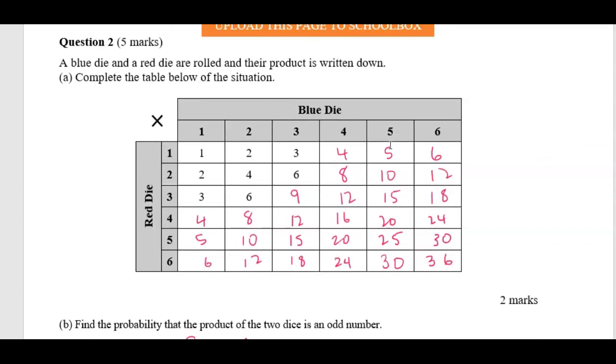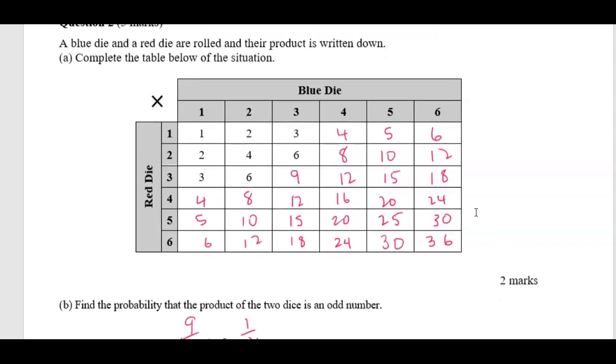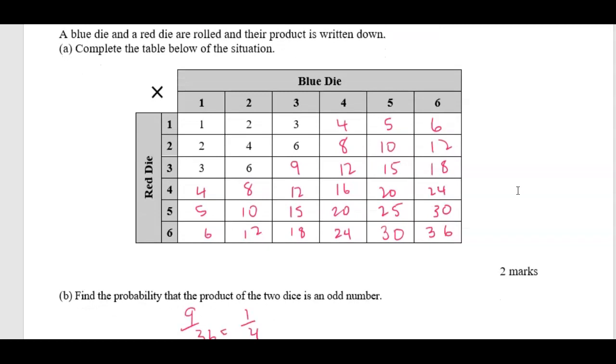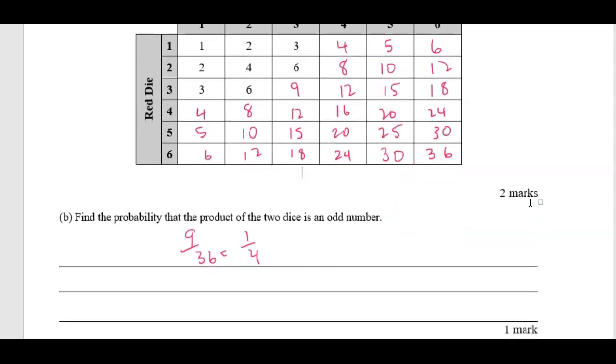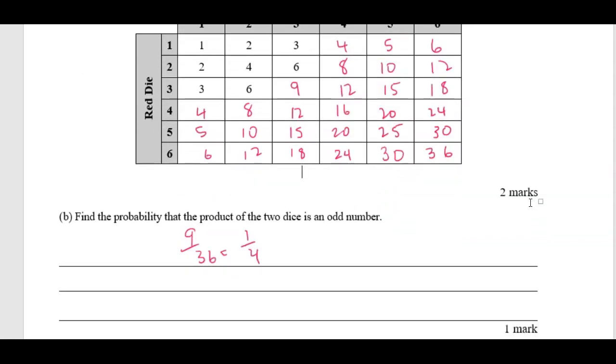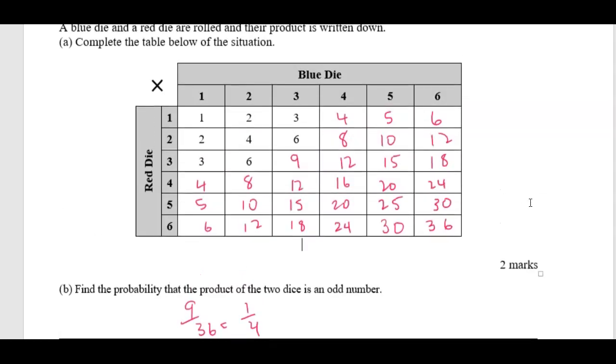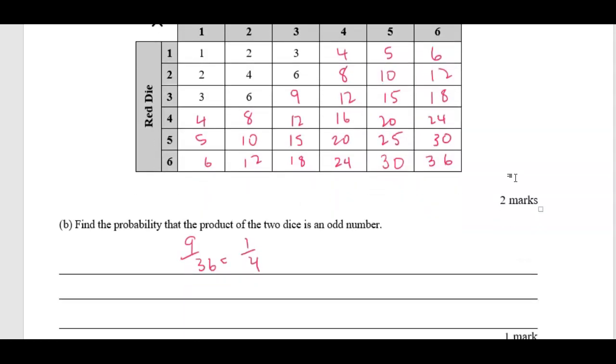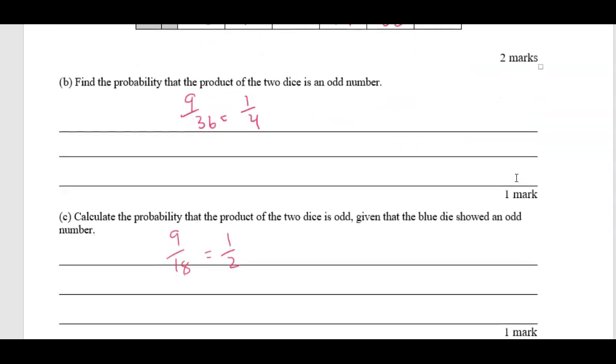So question 2, part A was done fine. I think there was one person who wrote an incorrect number in one spot, and I think I just gave you the full marks because it was just a small error. But that was done well. I think having these numbers already done for you was of help. Find the probability that the product of the two dice is an odd number. So you just count up how many odd numbers there are, and there's 9. So 9 over 36, which gives you 1/4.